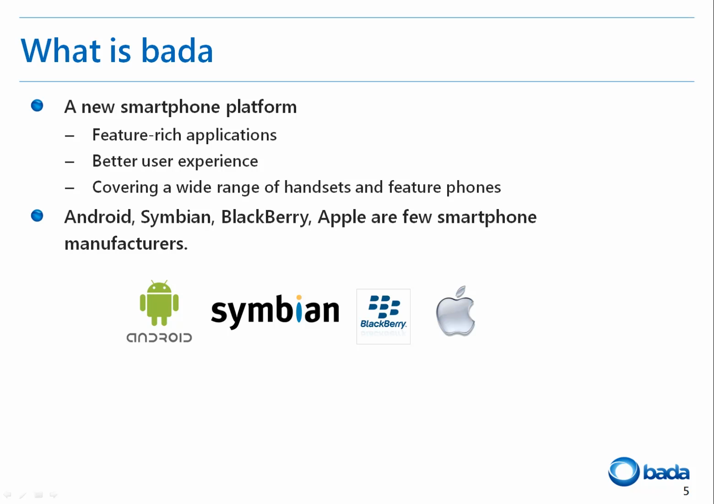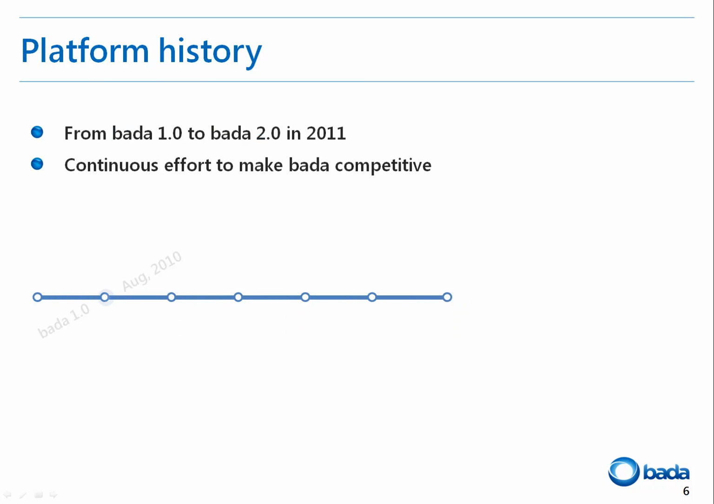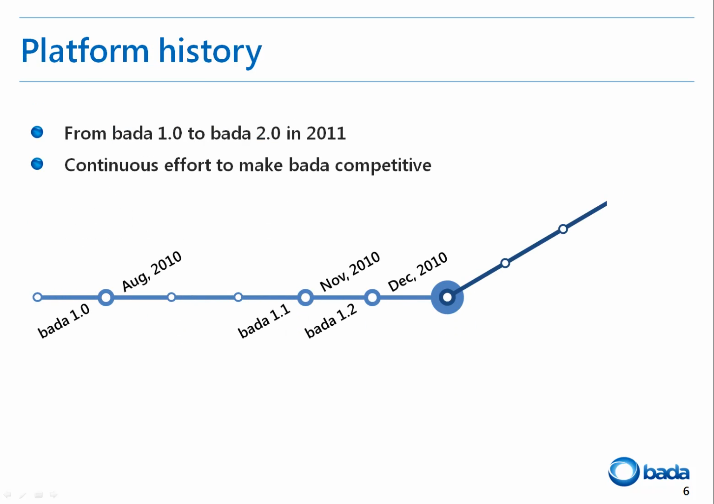For a new platform, bada has put up stiff competition to other smartphone platforms, such as Android, Symbian, BlackBerry, iOS, etc. Let's have a look at the history of bada in brief. Bada 1.0 was launched in August 2010, and now, roughly 1 year later, the next major release of bada, bada 2.0, is available for developers. Bada 1.1 and bada 1.2 were released in between to add support to various handset models and to add a few advanced features.